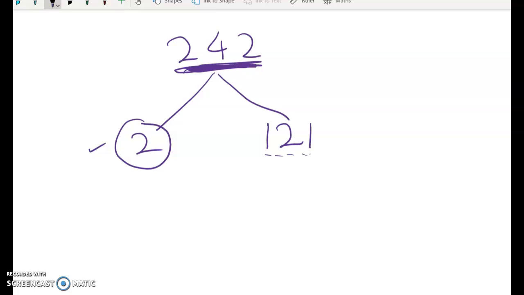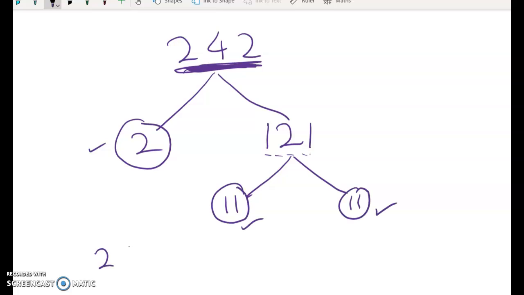121 is not a prime because from our 11 times table, we know that 11 times 11 gives me 121. But now 11 is a prime, so we can't go any further. So 242 is equal to 2 times 11 times 11, which is 2 times 11 squared.